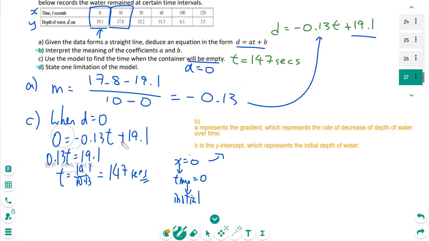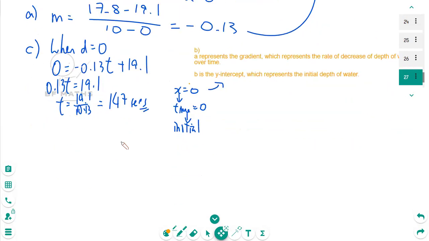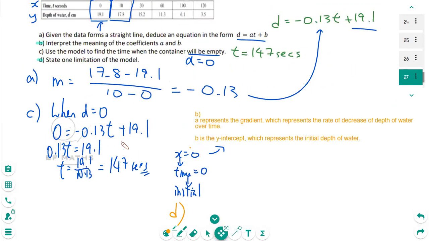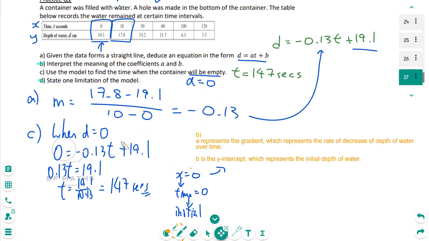Part D, state one limitation to the model. So part D, limitation to the model. Now, think about the long run. When it comes to limitation, think about long term. The model is working so far. We have got some data on the top here, and you can see it's working so far. But think about the long run.